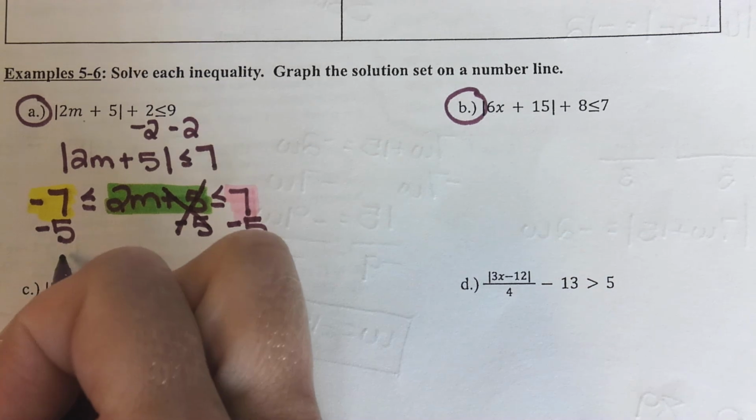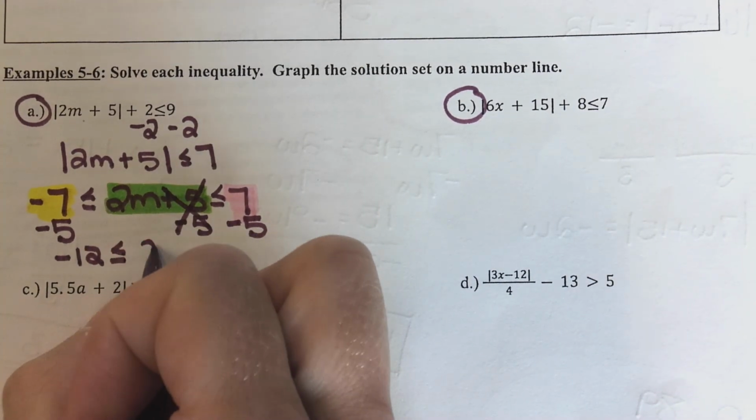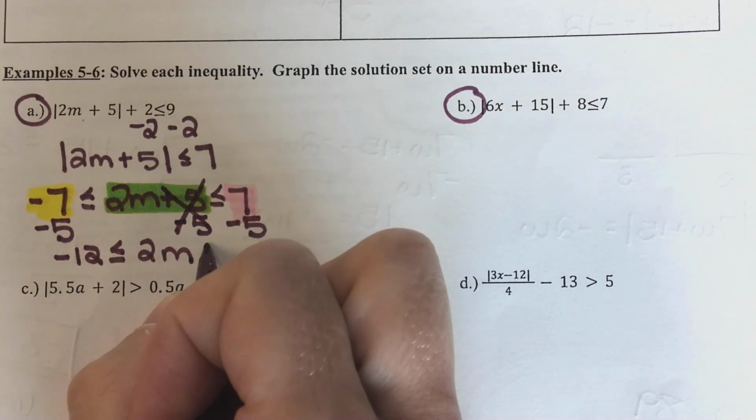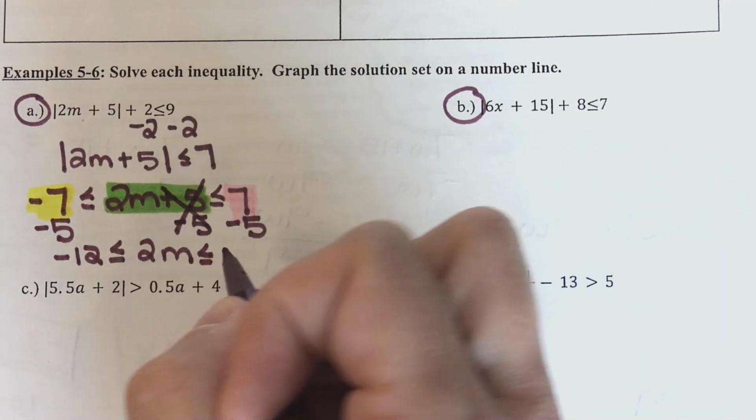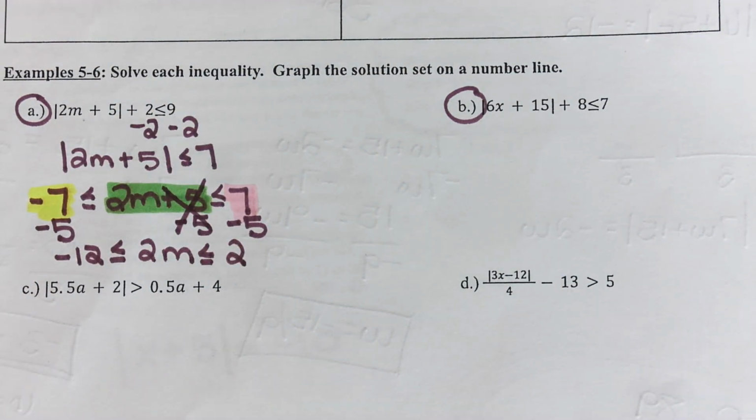Negative 7 minus 5 more is negative 12, is less than or equal to 2m, is less than or equal to 7 minus 5, which is 2. Okay. Is my m alone yet? No. Bummer. Okay. The 2 is being multiplied to m, so how can I undo the 2?